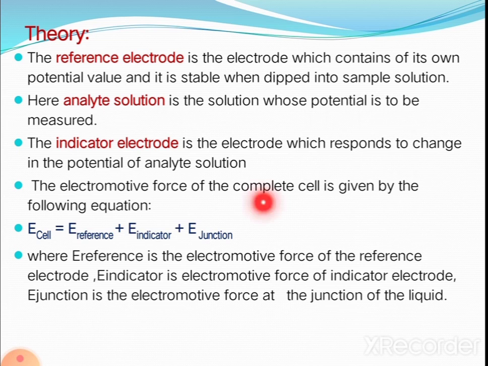And the EMF of the complete cell is given by this equation. E cell is equal to the electrode potential of the reference electrode plus the electrode potential of the indicator electrode plus the electrode potential of the junction. Here, the electrode potential of the reference electrode is the electromotive force of the reference electrode, the electrode potential of the indicator electrode is the electromotive force of the indicator electrode, and the electrode potential of the junction is the electromotive force of the liquid junction, where both ionic reactants combine.